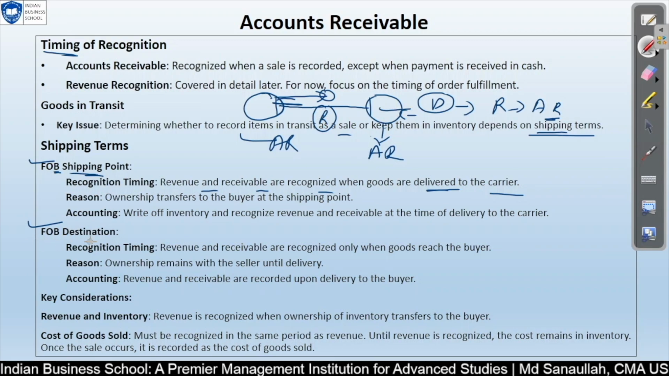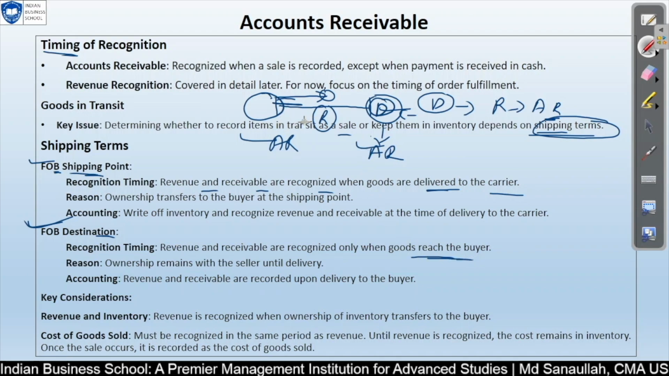And free on board destination: now they are talking about the destination, exactly the location where the factory of your client or buyer is. If you are delivering based on your shipping terms and conditions to that place, you have to deliver there, at the destination. Then you have to recognize revenue only when your goods have reached the buyer. At that time you will be recognizing.